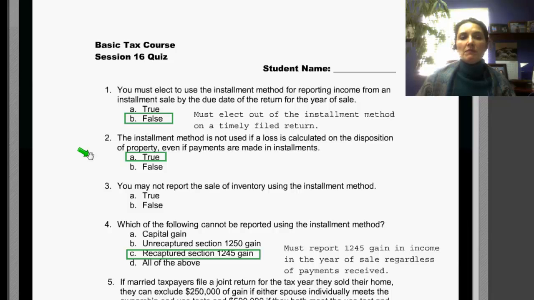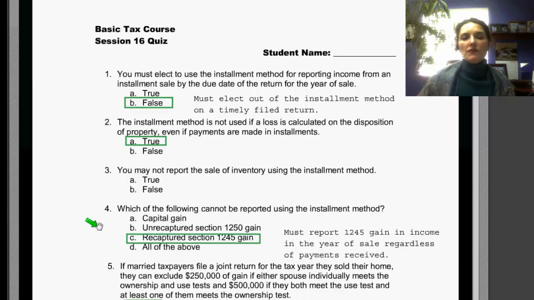Number 2, the installment method is not used if a loss is calculated on the disposition of property, even if payments are made in installments. That is true. The installment method is used to allow a person to report income from an installment sale over time as they receive payments. But if they have a loss, there's no reason to even think you could have an installment sale because you would just be postponing the loss. In any event, you do not delay a loss through an installment method, but you can postpone the reporting of gains under the installment method.